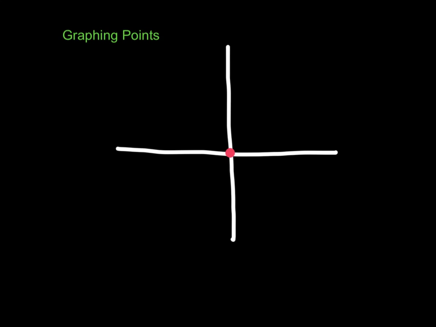Today we're looking at how to graph points, or graphing points. First, this white plus sign actually isn't a plus sign at all. It's a coordinate graph, and there are a few key points that we need to know about. This dot here is called the origin, and its location can be written in parentheses as (0, 0).